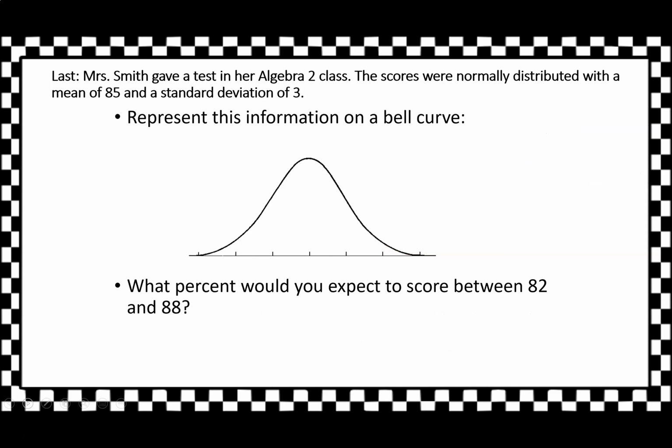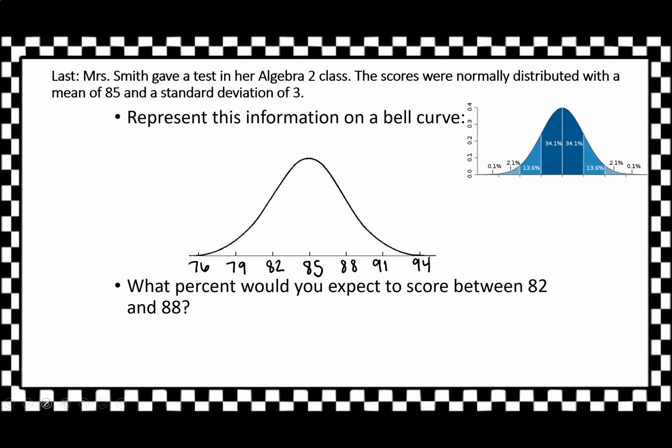Last question here. Mrs. Smith gave a test in her Algebra 2 class. The scores were normally distributed with a mean of 85. Let's plop that in there. And a standard deviation of 3. So adding 3, 88. Adding 3, 91. Adding 3 again, 94. Subtract 3, we're at 82. Subtract 3, we're at 79. Subtract 3, we are at 76. What percent would you expect to score between 82 and 88?